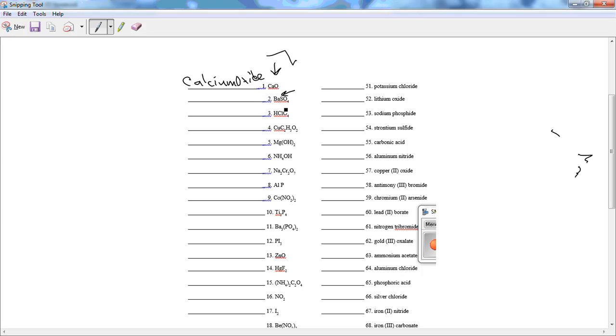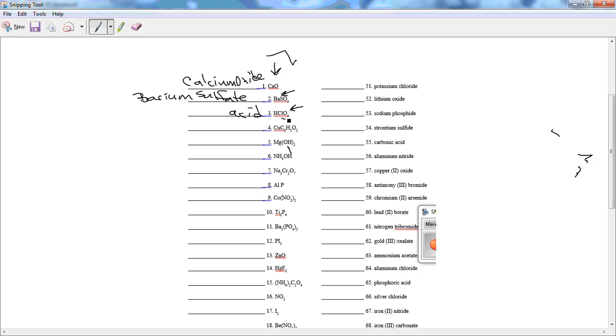Number 2, barium is a metal, so this is an ionic compound. So I name the metal and then the polyatomic ion. This is really hard to see, so be patient.